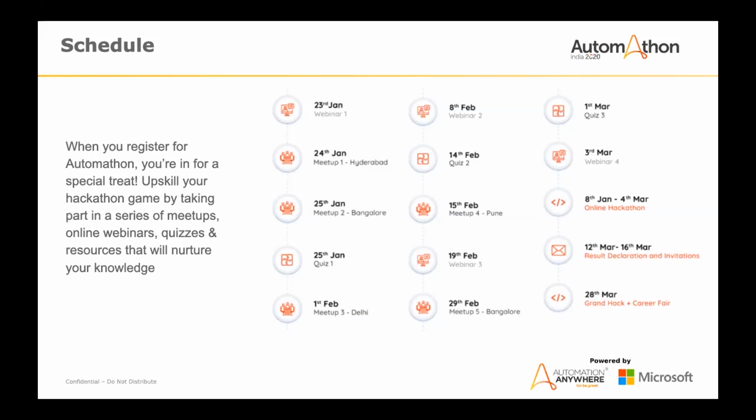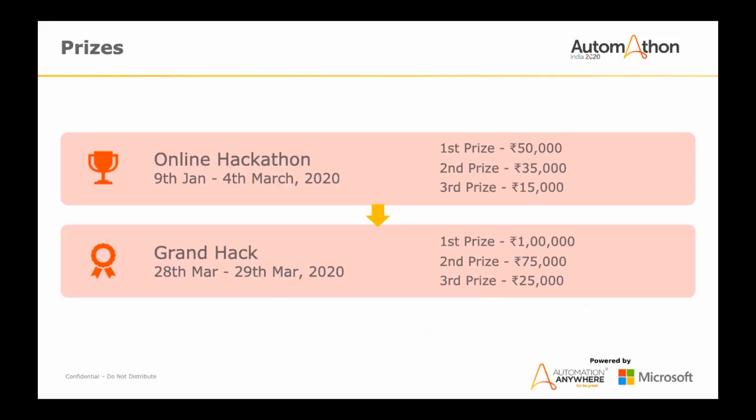Like I mentioned, we have cash prizes for the online hackathon and also the Grand Hack. So for the online hackathon, as you can see it over the screen, the prize money for the first winner is 50,000 Indian rupees, and then second prize is 35,000, and the third prize is 15,000 Indian rupees. So this would be for the top teams from the online hackathon.